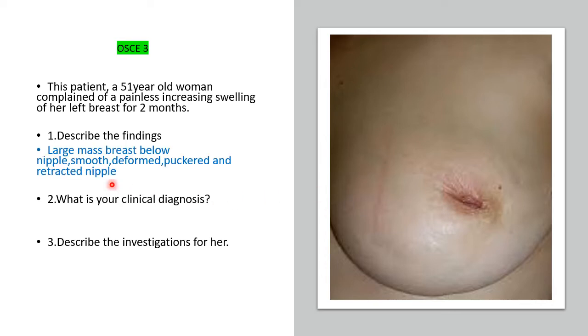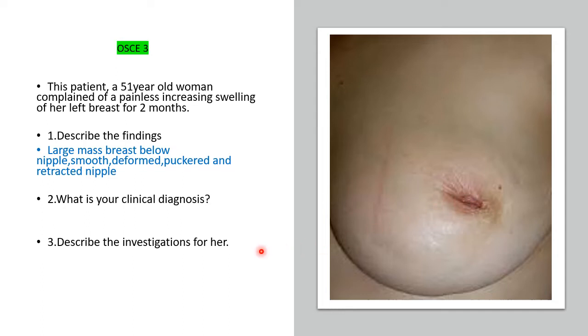Answers. There's a large mass in the left breast below the nipple, which is smooth, resulting in a deformed, puckered, and retracted nipple. Okay, you can see here, a large lump here, smooth skin with no changes, but the nipple is puckered and retracted.